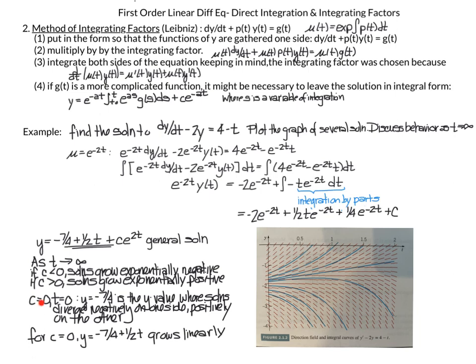Why did I do this? Just as a note, at c equals 0 and t equals 0, y equals 7/4 is the y value where solutions diverge negatively on one side and positively on the other. Also, plugging in c equals 0, you get y is equal to 7/4 plus 1/2 t, which means y is growing linearly. And that's this line here, which is linear.